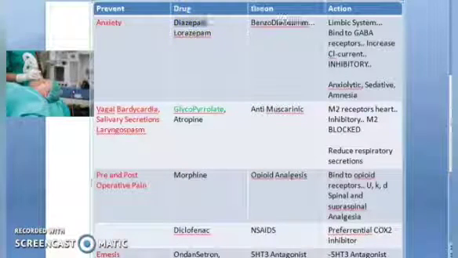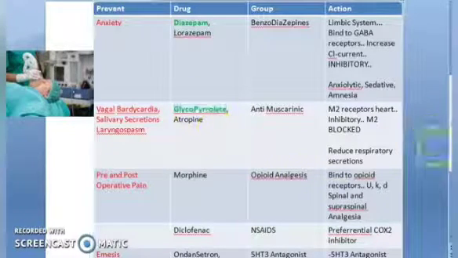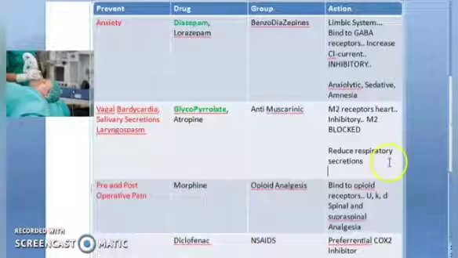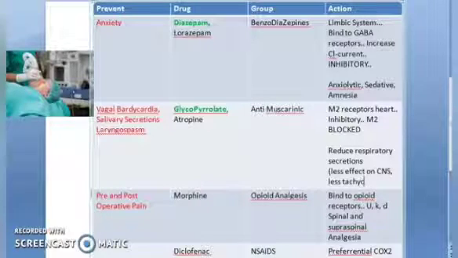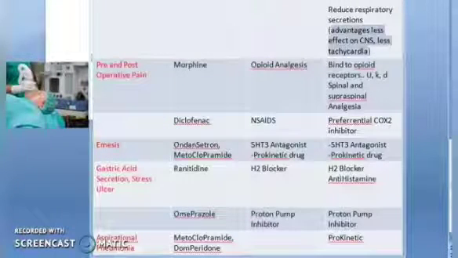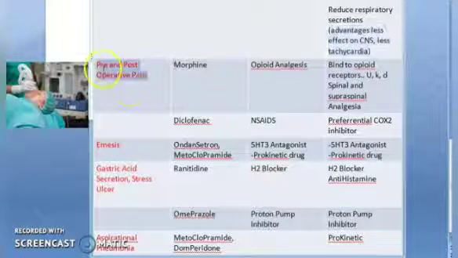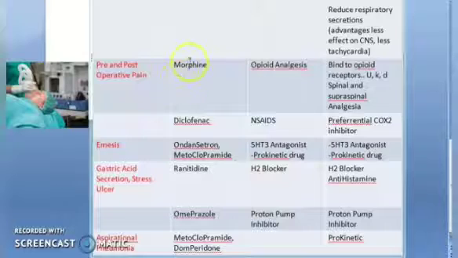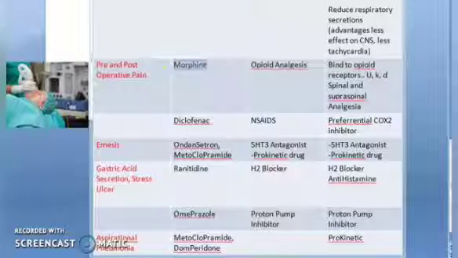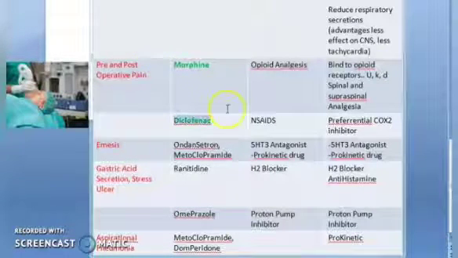Glycopyrrolate preferred, diazepam preferred. So these are your actual pre-anesthetic medications. Less effect on CNS, less tachycardia are the advantages. So now let's move on to the next problem. The next problem is pain. Now how will you manage pain? So you can give either morphine and diclofenac. Based on the type of pain you can decide.